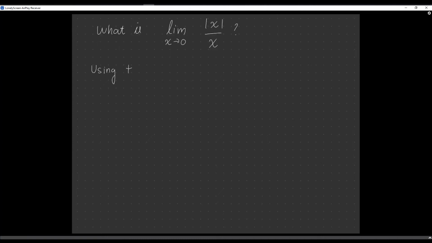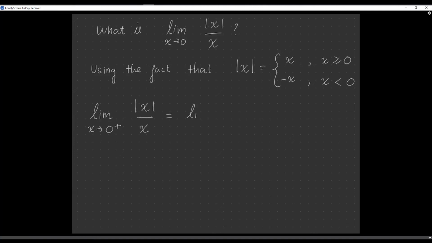We were asked, what is the limit as x approaching 0 of the absolute value of x over x? So using the fact that the absolute value function is equal to x when x is greater than or equal to 0, or negative x when x is less than 0, we have that the limit as x goes to 0 from the right hand side of the absolute value of x over x is equal to the limit as x approaching 0 from the right hand side of positive x over x, which equals the limit as x goes to 0 from the right hand side of 1. And we know that the limit is equal to 1.